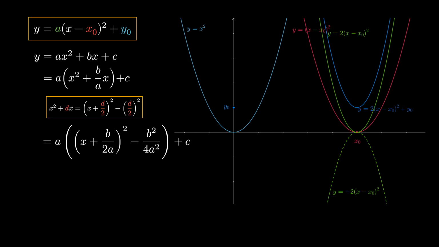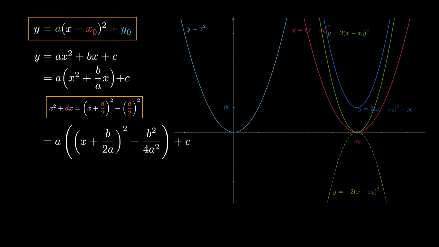Basically, completing the square lets us rewrite a quadratic so that one part of it is a perfect square and the rest is just a constant. By doing this, it will allow us to see some properties of the parabola more easily.